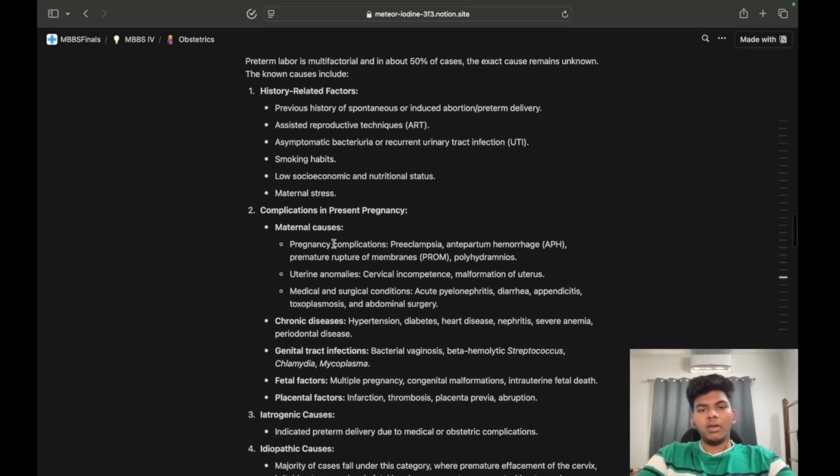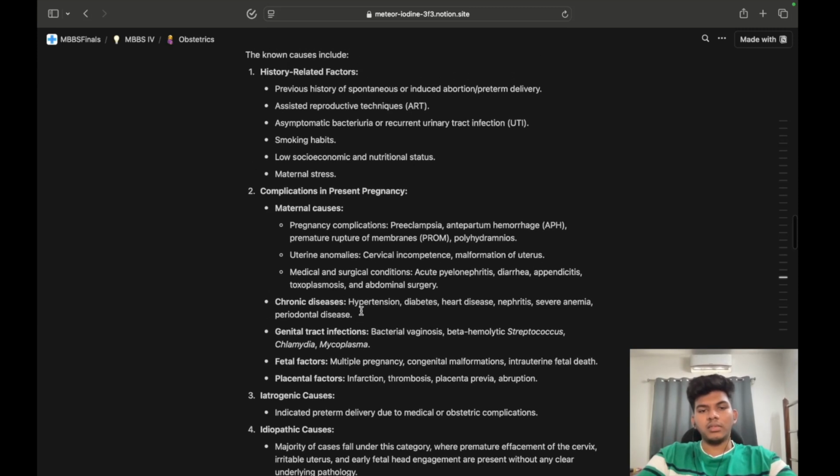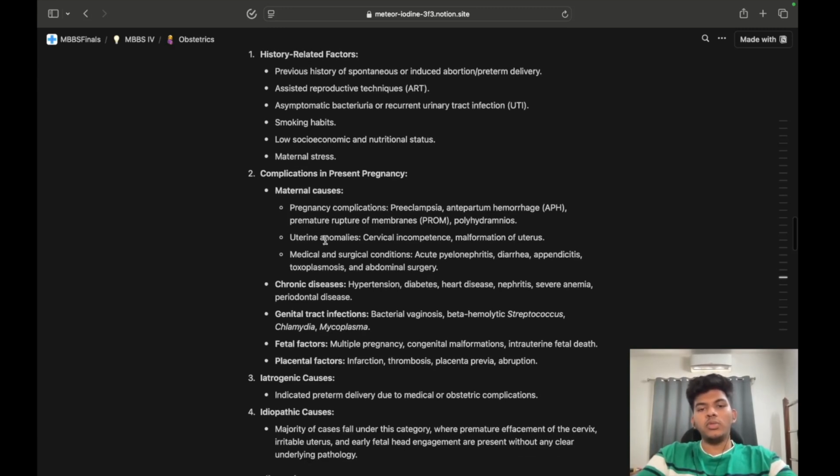So now coming to the complications in present pregnancy. There are maternal causes, chronic diseases, genital tract infections, fetal factors and placental factors. So maternal causes: pregnancy complications like preeclampsia, APH, premature rupture of membranes, polyhydramnios, and uterine anomalies like cervical incompetence, malformation of uterus. Coming to medical and surgical conditions: acute pyelonephritis, diarrhea, appendicitis, toxoplasmosis, and abdominal surgeries.